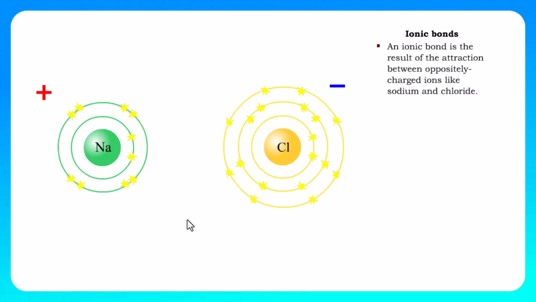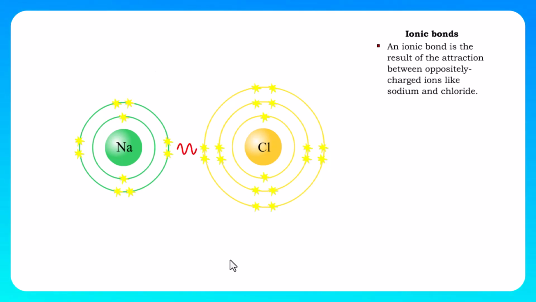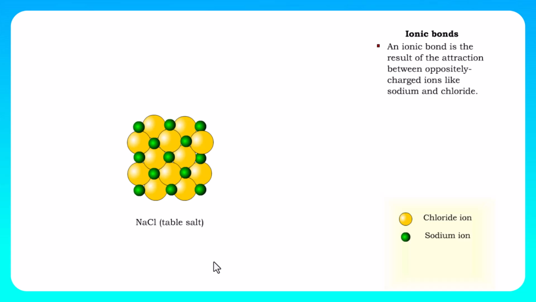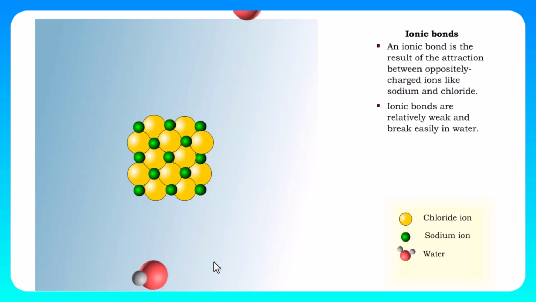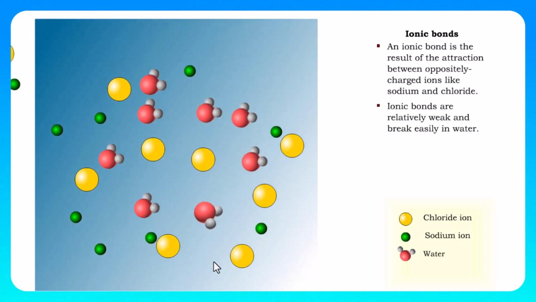The transfer of electrons that formed the sodium and chloride ions gives them opposite charges. The attraction between the opposite charges of the sodium and chloride ions is called an ionic bond. Table salt, or sodium chloride, is an example of an ionic compound formed by the attraction between sodium and chloride ions. Ionic bonds are weak and will break easily in water. This is why salts dissolve in water.